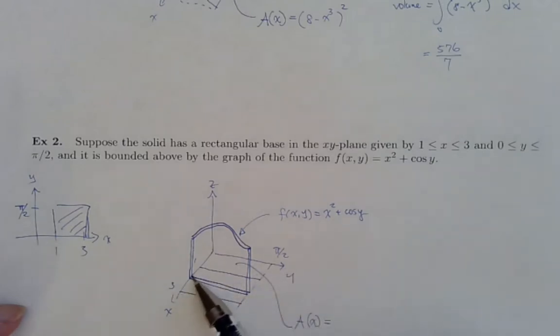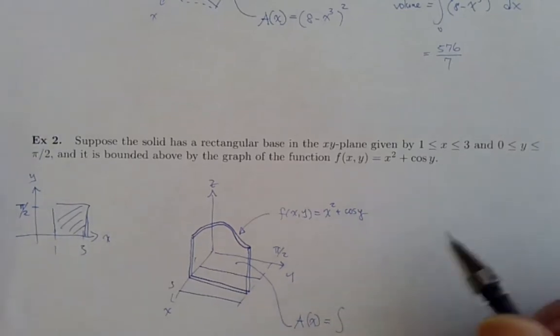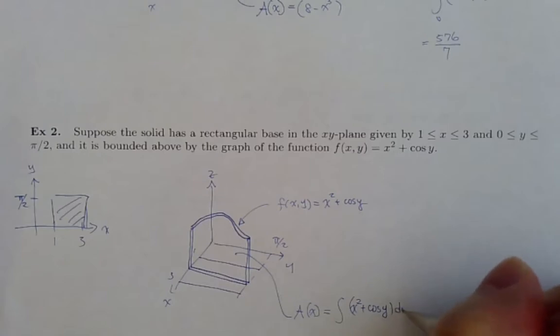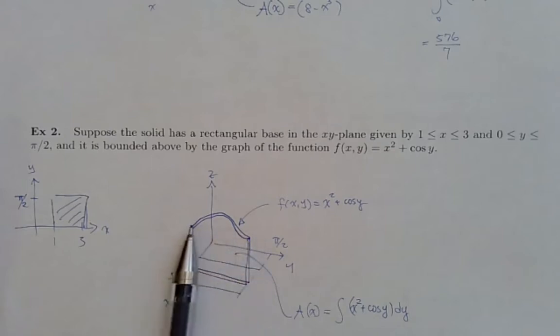So then this cross-sectional area, A of x, is equal, well, what is that? We're given an x value, like maybe it's 2, so I'm interested in A of 2. To get the area under the curve, I would integrate this thing, x squared plus cosine y, with respect to y, because y is changing. Remember, x is just a number, because x might be 2, for example. That's just 4 plus cosine y, and we integrate it. Y goes from 0 all the way to pi over 2.